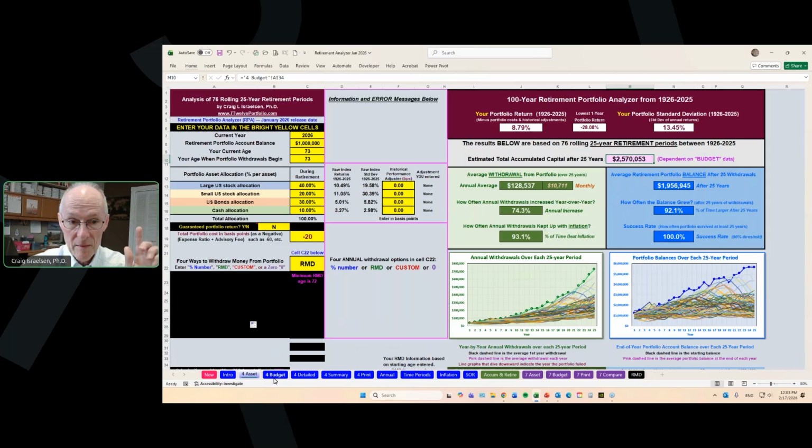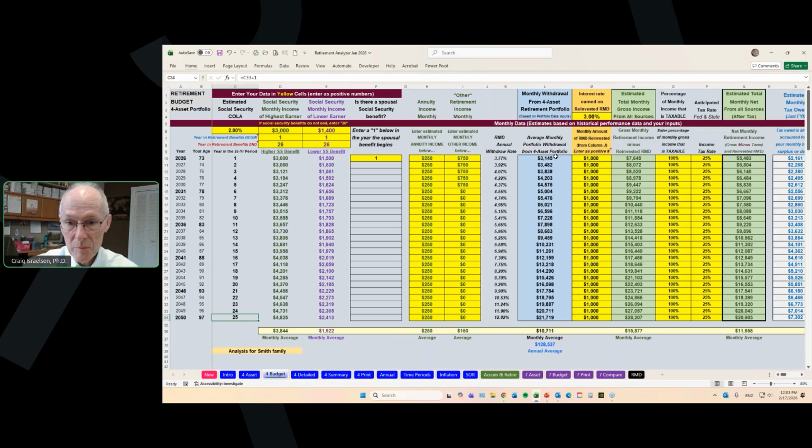But remember, that monthly income being withdrawn from the portfolio is truly an average, but you went from $3,100 a month withdrawal to almost $22,000 a month withdrawal. So the average can be, like all averages, a little bit deceptive. And that's why this particular column in the budget tab is so important to be attentive to. Not that you can control it in this tab. The only place you can control that monthly withdrawal is back over here.